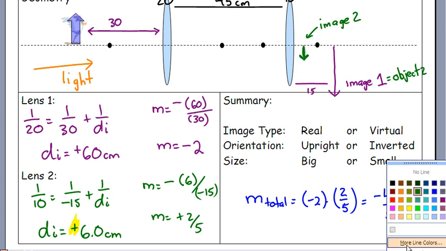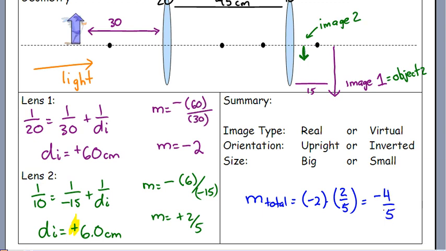So overall, in the grand scheme of things, this combination of lenses has given us a real image, because it was positive 6. It really will form rays there. It is going to be inverted overall because of the negative on the 4/5. And 4/5 is a little bit less than 1, so it's a little bit small. So sure, it's just links in a chain, but you do have to be a little bit careful when you can have objects that are after lens number 2.